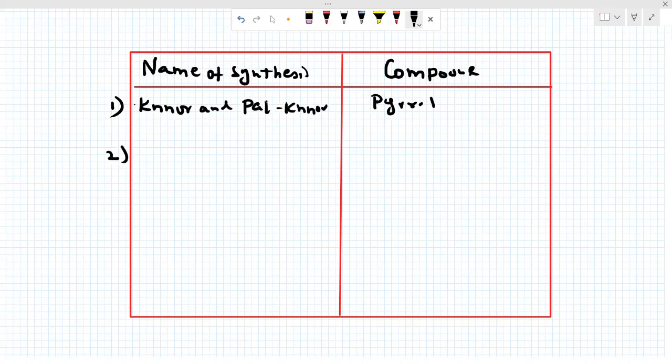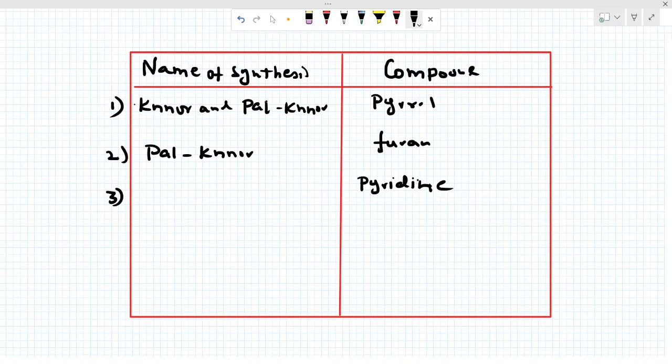Okay. And second, if you want to prepare furan, what process can we use? Paal-Knorr synthesis. Both are Paal-Knorr. Okay. This is the Paal-Knorr process. If you want to prepare pyridine, very important. Pyridine synthesis. Pyridine, N. This is very important. As an example, Hantzsch, H-A-N-T-Z-S-C-H synthesis.